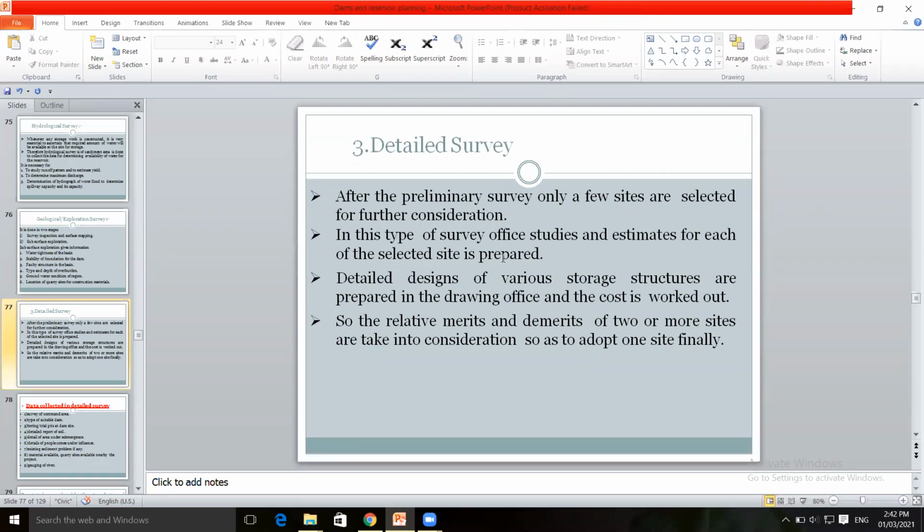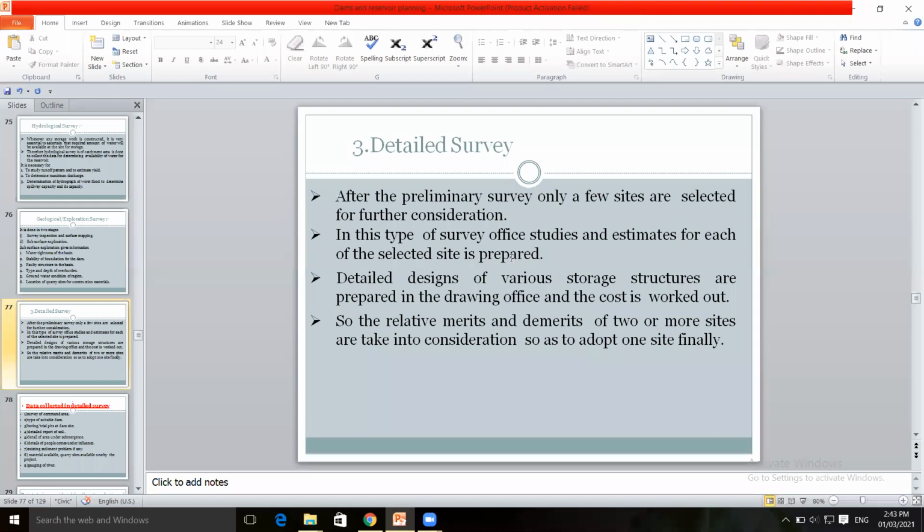In this type of survey, the detailed survey is done, and actual estimates are prepared for various selected sites for the reservoir or dam. The detailed report is prepared, with estimation, funds required for the project, and final project data. Detailed design of the various storage structures is prepared in the drawing office, in the design office.